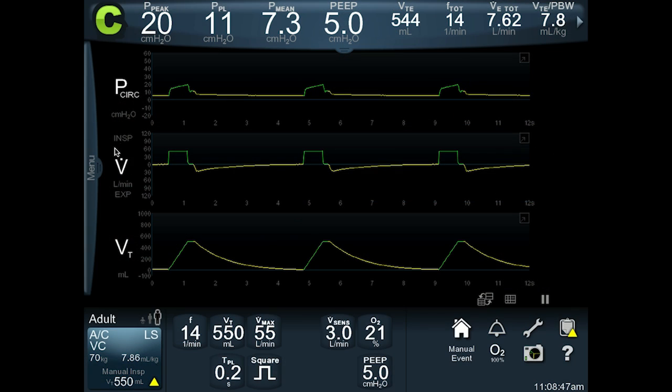The next graph I want you to look at is the flow waveform here. And that equates to this number here of 55. Here we're using a square waveform, so you can see that the waveform of the flow is square. There are some modes of ventilation where you can have a decelerating waveform, which would look more like this, decelerating. But for the most part, we set them up with a square waveform. And you can see that the peak of that square wave is 55.